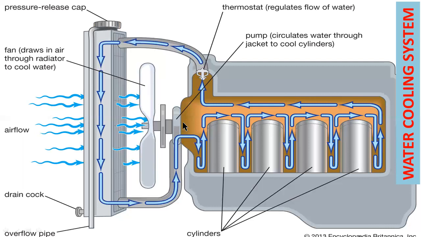This is a pump. It is used for circulating the water through water jackets to cool the cylinders. So this is the example for a multi-cylinder water cooling system.